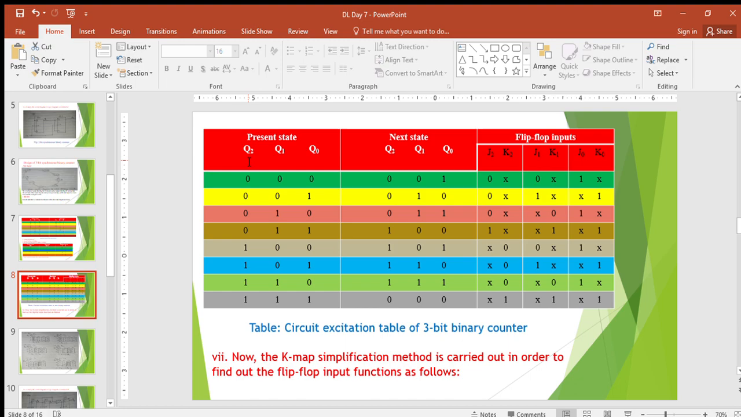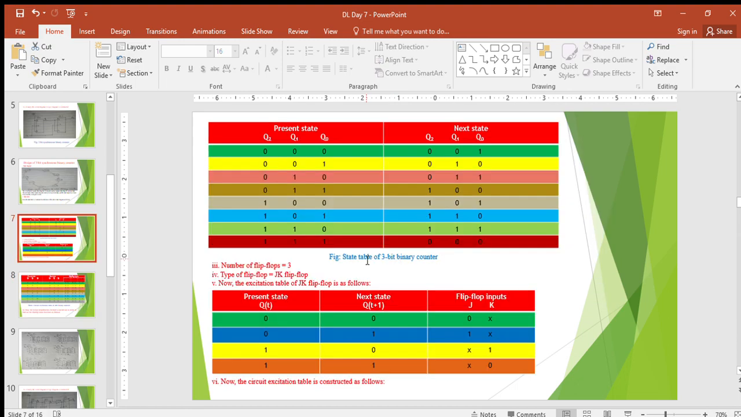Now in the third state, when the present state of Q2 is 0 and the next state of Q2 is 0, it also provides the value of J2 and K2 as 0 and don't care, similar to the previous two states. Now let's go into the fourth state, when the present state of Q2 is 0 and the next state of Q2 is 1. Let's see what happens when it is 0 and 1.